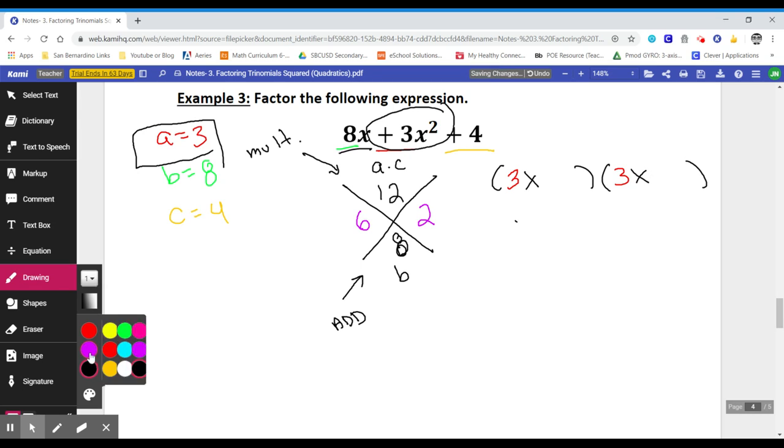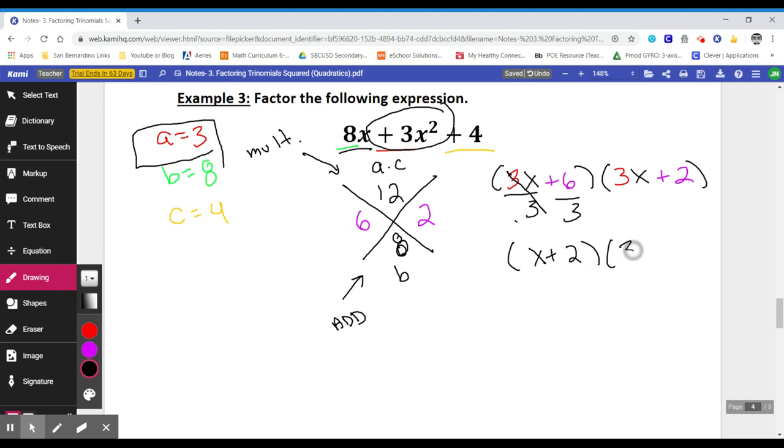Now I need to incorporate the answers to the riddle that I just found. So the two numbers were +6 and +2. Then figure out if there's any of these two that I can factor out. If there is, then go for it. If there isn't, then don't do it and you're done. So as you can see, this can be divided by 3 on both sides, and nothing can go into both of these except for the number 1, so I'm just going to leave it alone. So when I do that, my final answer will be x plus 2 multiplied by 3x plus 2. And this will be my final answer.